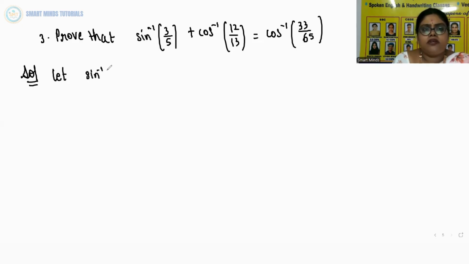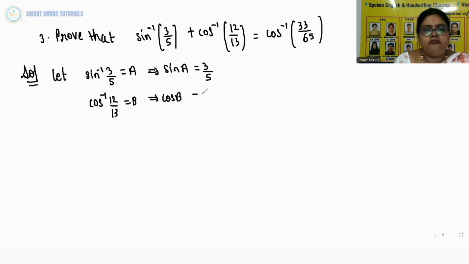So let sine inverse 3 by 5 equals A. So sine A is 3 by 5. Then cos inverse 12 by 13 is B. So cos B is 12 by 13. Now for the first one we take a figure. This is A. Then sine is opposite by hypotenuse. So opposite is 3, hypotenuse is 5. So ultimately the third side will be 4.